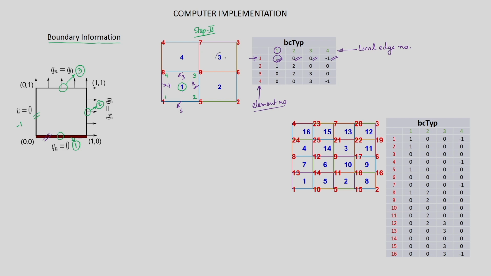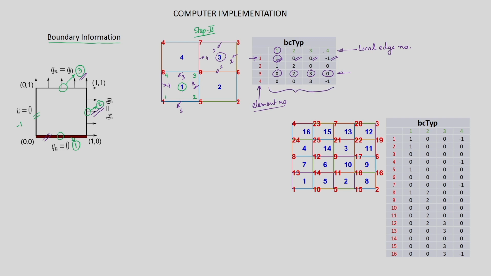If we look at element 3, this is edge 1, edge 2, edge 3 and edge 4. For element 3, the first edge is an internal edge, so that is 0. The second edge coincides with Neumann boundary 2, so it is 2 here. Then the third edge coincides with Neumann boundary 3, so it is 3 here, and the last edge is again an internal edge, so it is 0. That is how all the edges are separately marked for each of the elements using this matrix.